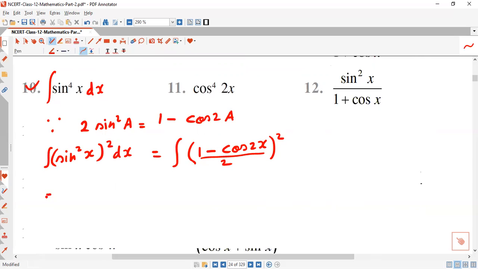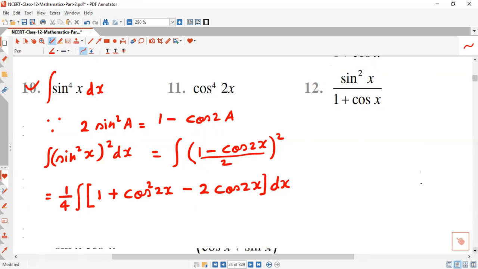If you simplify this one, you are getting 1 by 4 integration outside, and inside the bracket we are getting 1 square, 1 plus cos square 2x, minus 2 times cos 2x, and dx.